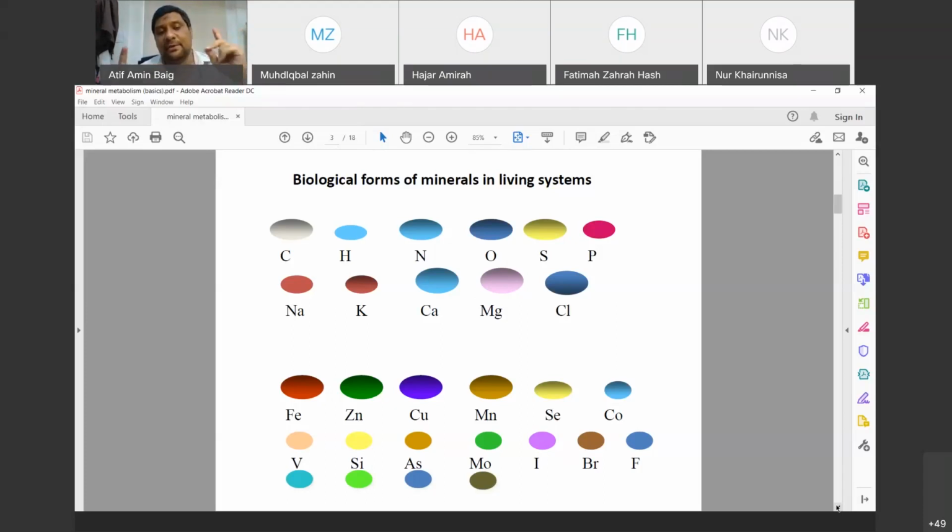So either the mineral is used as a cofactor in our body, or a mineral is going to be used as a part of the structure of some specific protein. This protein most probably will be the enzyme in our body. So this is the fifth concept. Okay, now we move on.